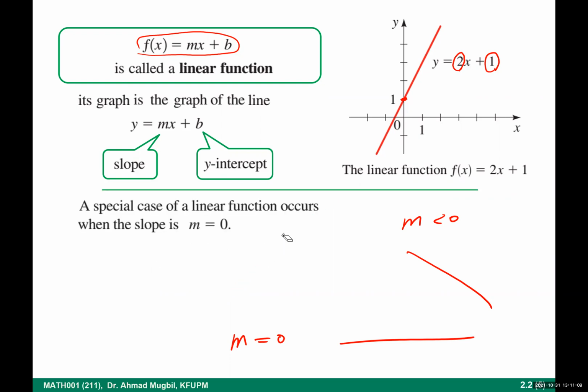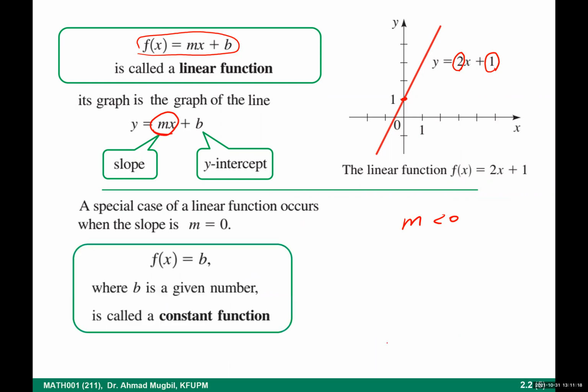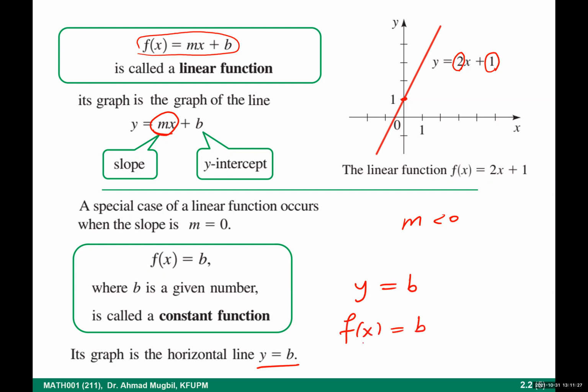Okay, let's discuss the special case here. So the special case, when the slope is 0, what will happen? If m is 0, you will get y equals b, which is a horizontal line. So we have here y equals b. We mean f of x equals b. So this means that for any x, for every x, y is always b. So this is why they call it a constant function. It is always the same regardless of what x is.